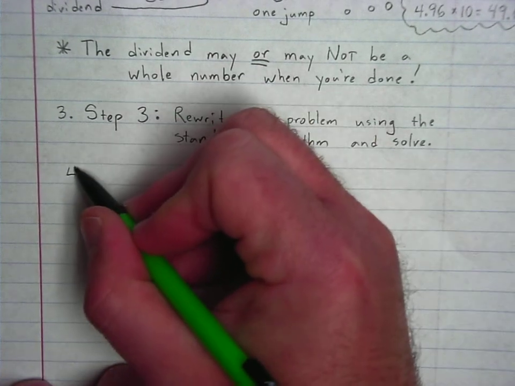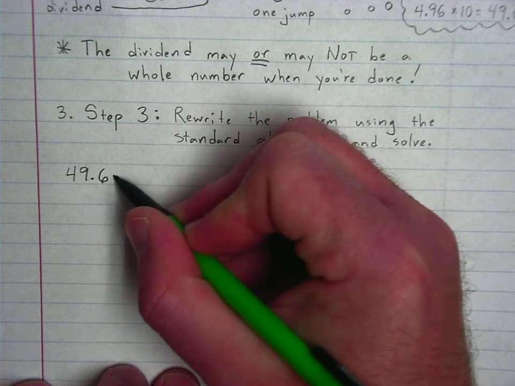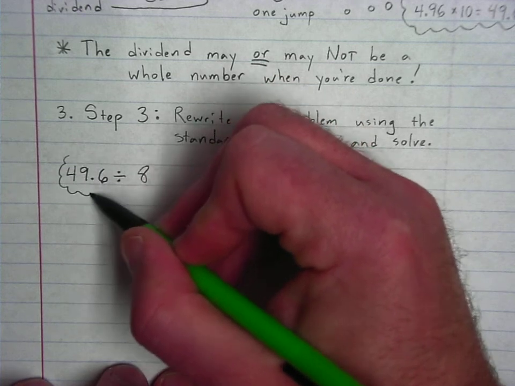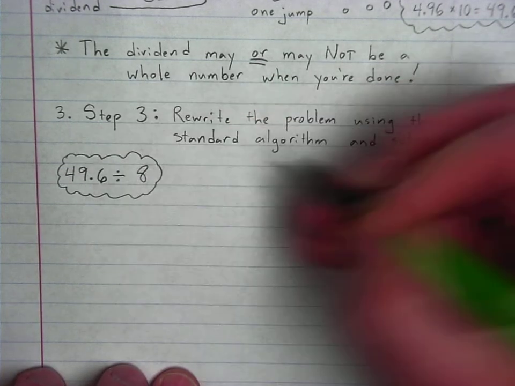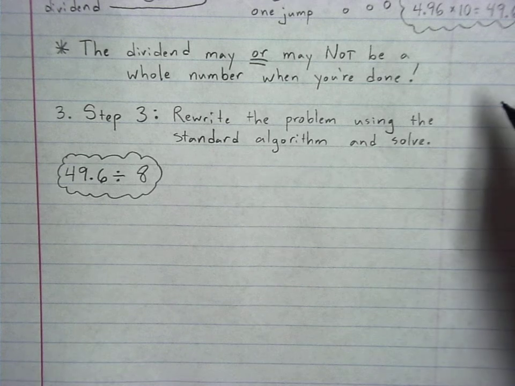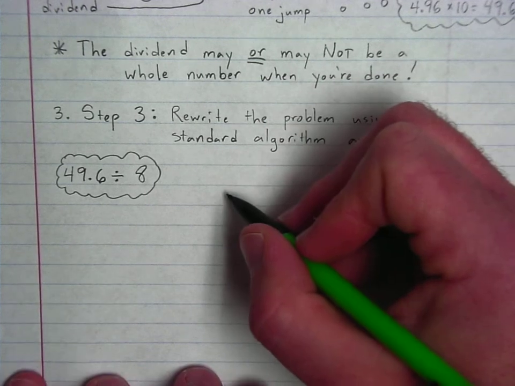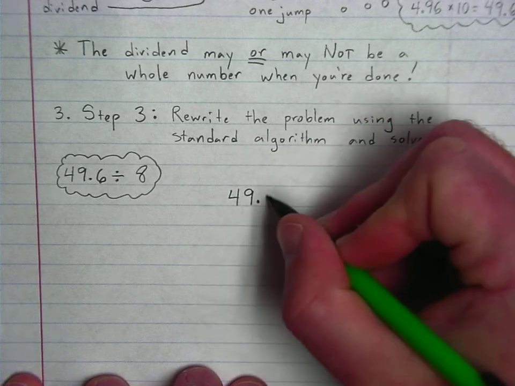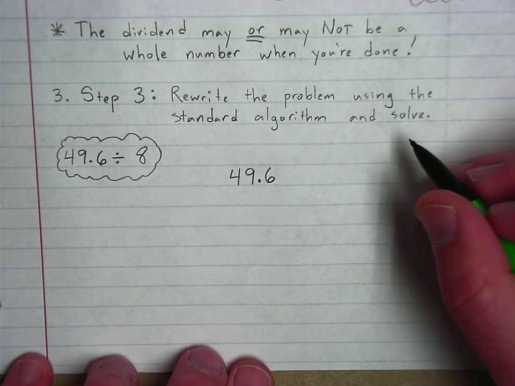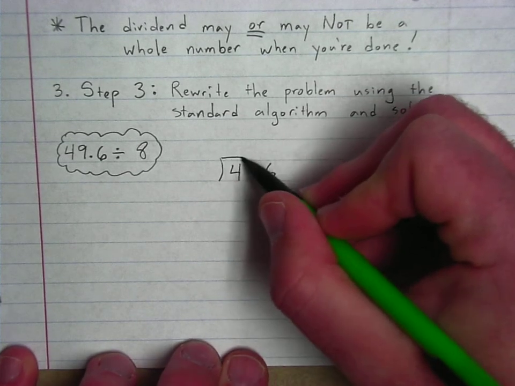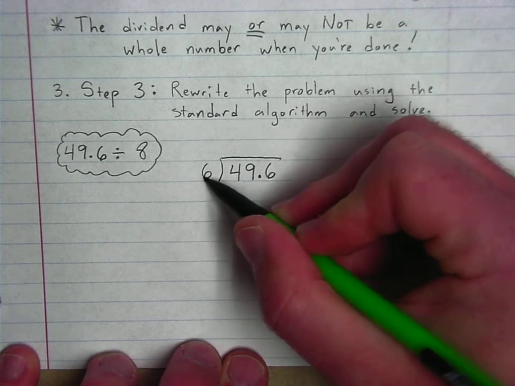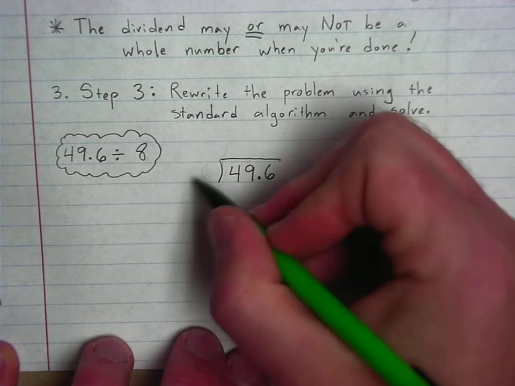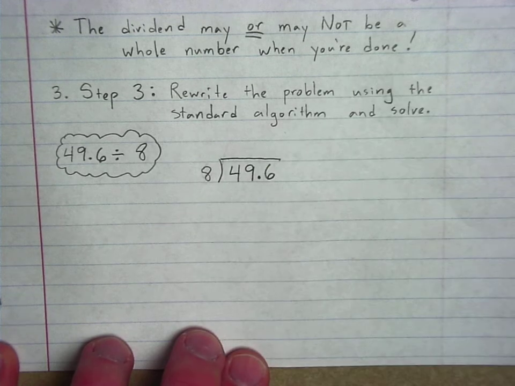Okay. So we adjusted our problem a little bit. It became 49 6/10 divided by the whole number 8. Remember, this was not the original, but we adjusted it by multiplying top and bottom by 10. Let's go ahead and write this, use the standard algorithm and solve it. 49 and 6/10. This is our dividend. This is what we're breaking up. Divide that, whoops, not by 6, goodness. Divide that by 8. There we go.